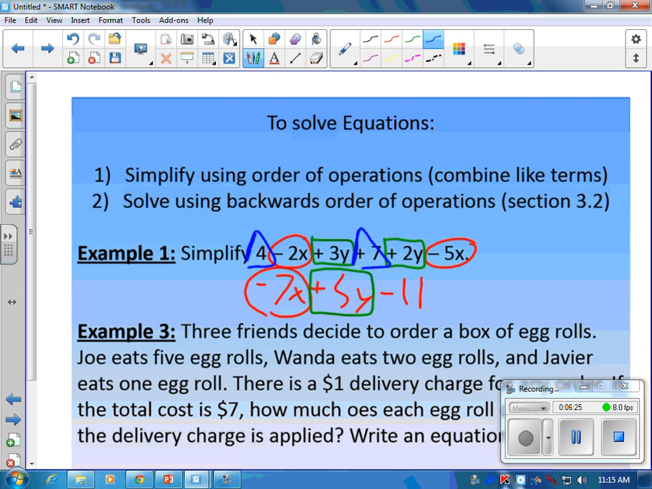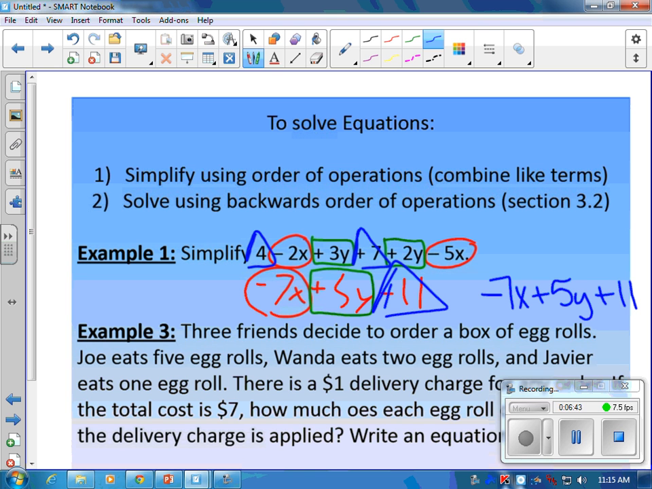4 plus 7 gave me negative 11. What should it be, Joe? Should be positive 11. So our final expression is negative 7x plus 5y plus 11.